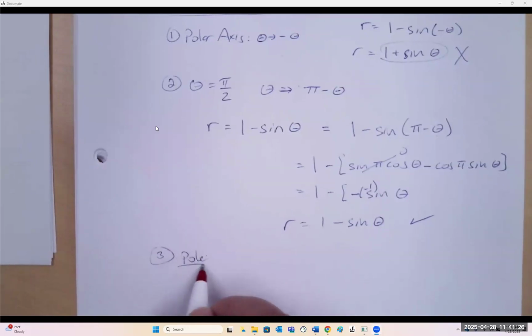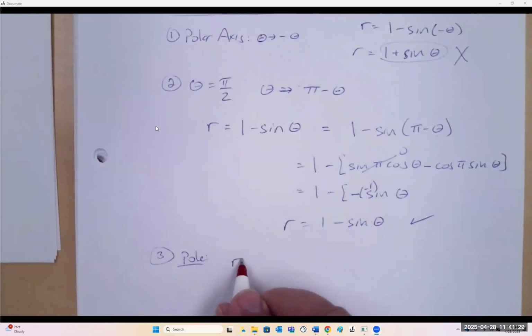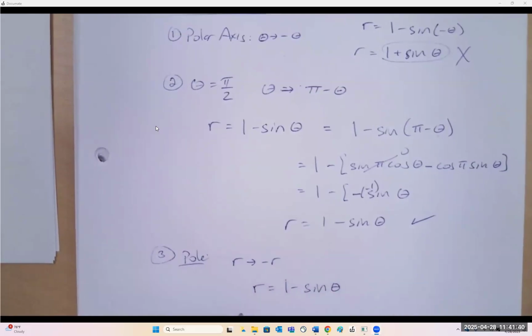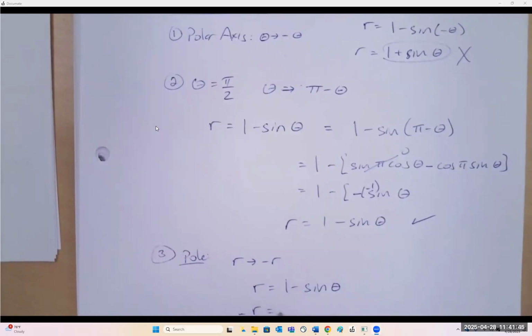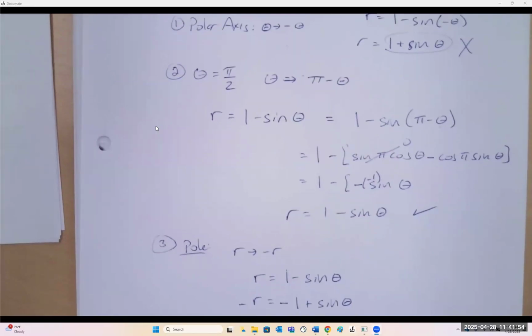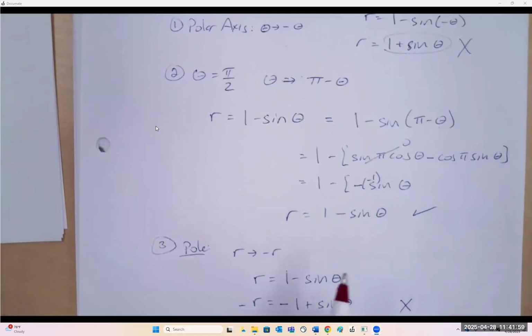And the pole. Replace r with -r. One minus sine theta becomes -r equals 1 minus sine theta, so r equals -1 plus sine theta. That's not the same, because it ends up with the opposite sign.